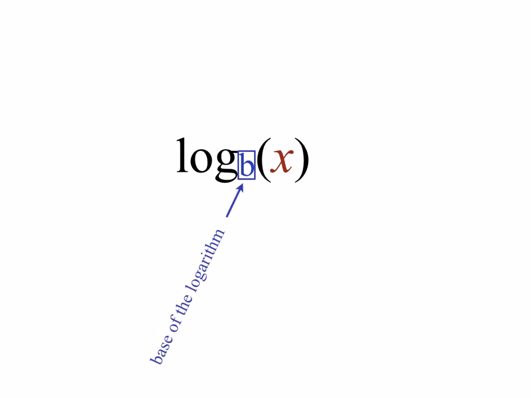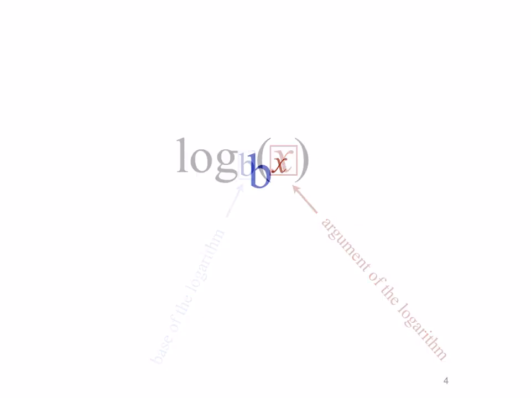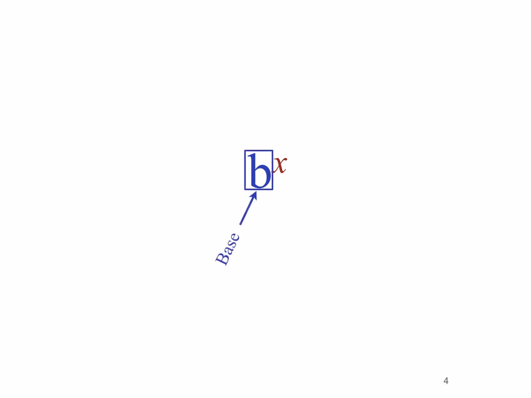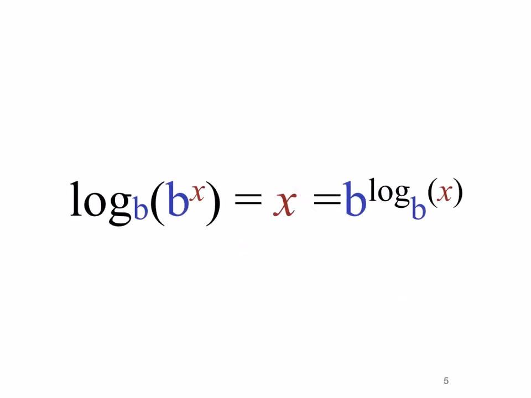The b is the base of the logarithm, and the x is the argument. Now let's consider this exponential function, b to the power of x. Again, b is the base, and the x is a variable exponent. It turns out that log base b and b to the x are inverse functions.